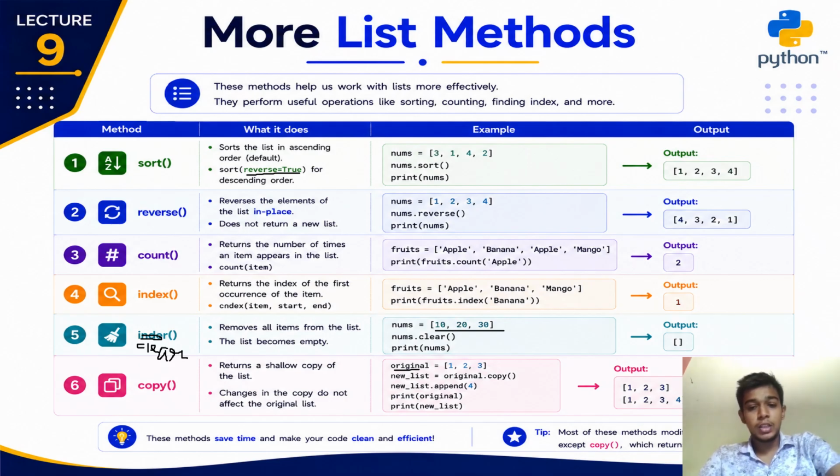As you practice Python, you will use methods like sort, count, index, and copy. Try running each example yourself and observe how the list changes after every method. In the next slide, we will learn about nested lists where one list can contain another list. Hope this is clear to you. Now moving on to the next slide.